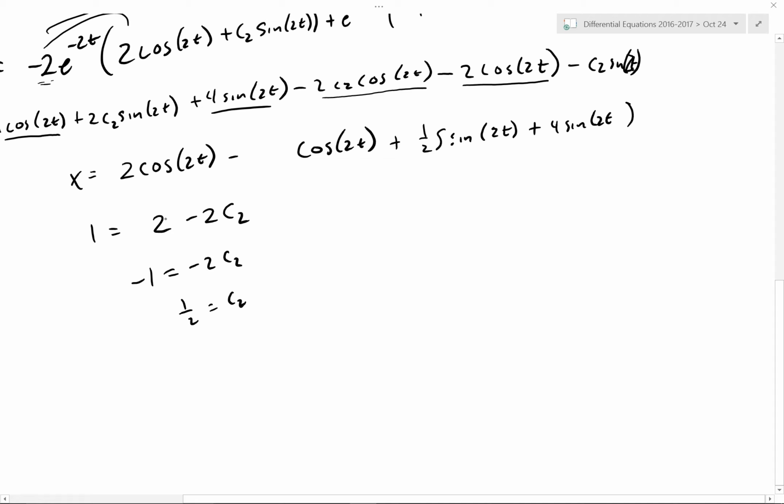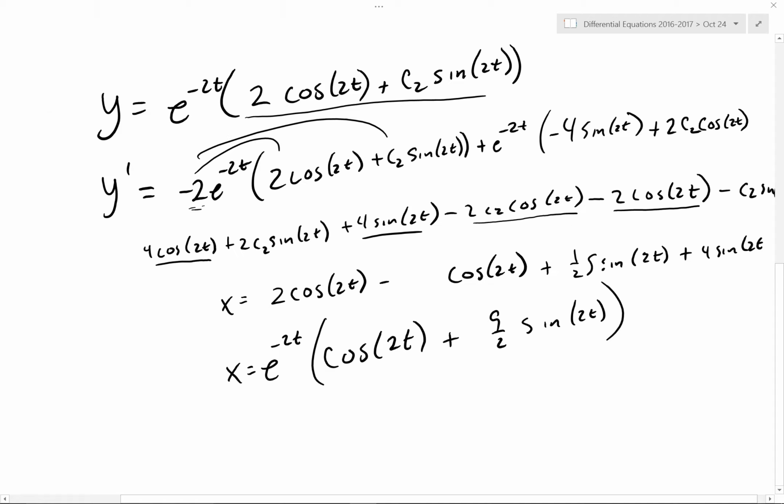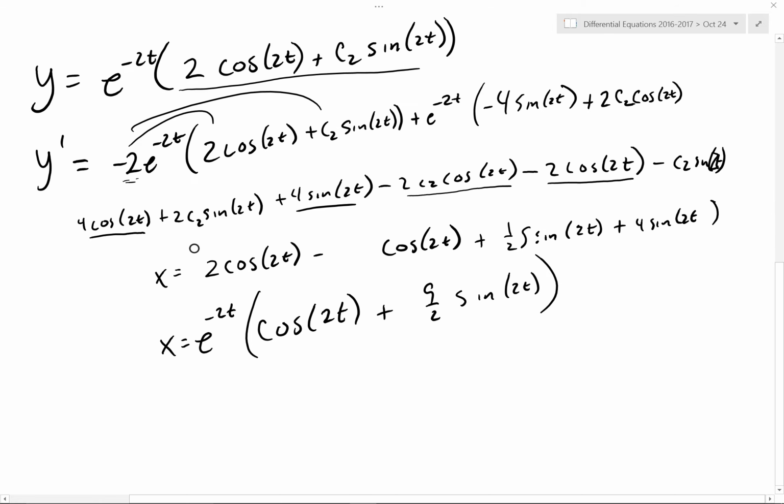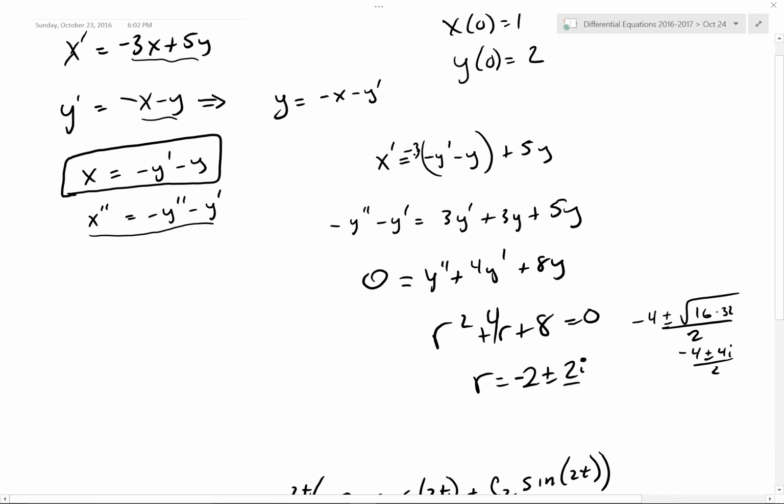And then if you collect your like terms, what you'll end up with is, no, you're going to get 1 cosine of 2t plus 4.5 sine 2t. Theoretically, this is correct. Now remember it's e to the negative 2t out front. And we hope we didn't screw something up. Theoretically, that's true. Now, that's part I didn't check, but we can see what we think about it.